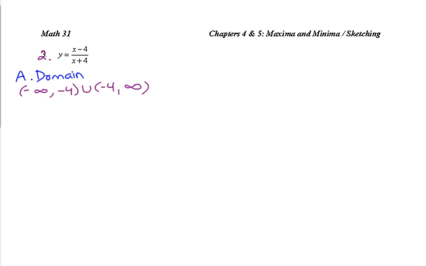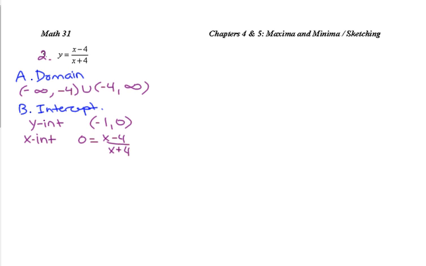Next, intercepts. Let's start with the y. Okay, so the y-intercept would be negative 1. So it's plugging in 0: negative 4 divided by positive 4 gives you negative 1. X-intercept. We have 0 equals x minus 4 over x plus 4. So we can get rid of the denominator, right? Times both sides by that. So when is our numerator equal to 0? When x is 4.